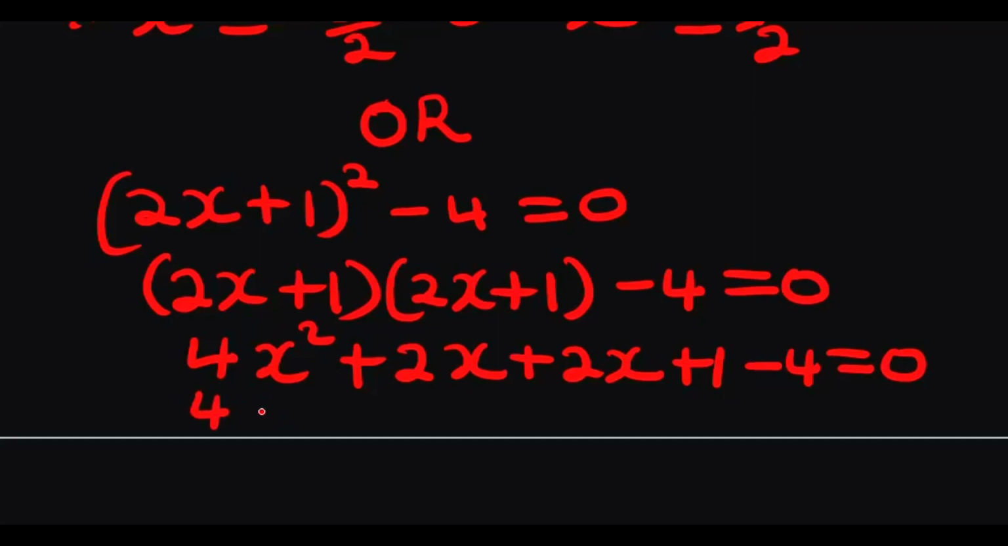Here we will have 4x², then we add the like terms, plus 4x, then 1 minus 4 is negative 3, equals 0.